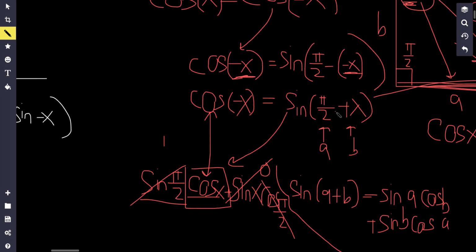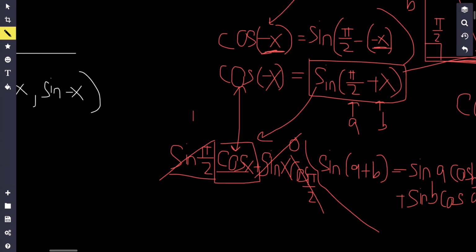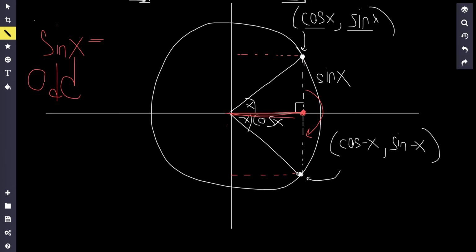All of this right over here can be simplified to just cosine of x, and we originally stated that cosine of negative x is equal to sine of whatever this is. So if these two things are equal to each other, these two things have to be equal to each other. And there we go. Now this diagram can also explain why sine of x is an odd function.